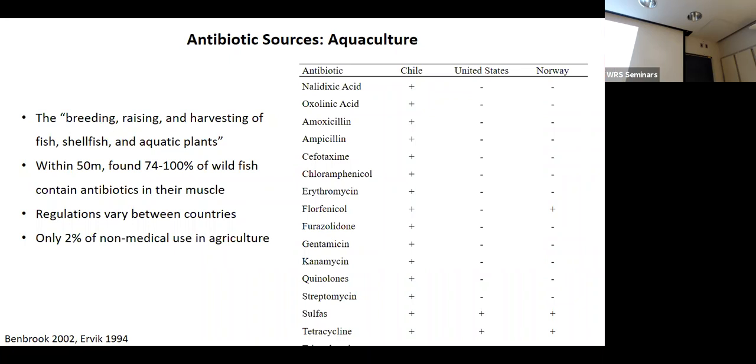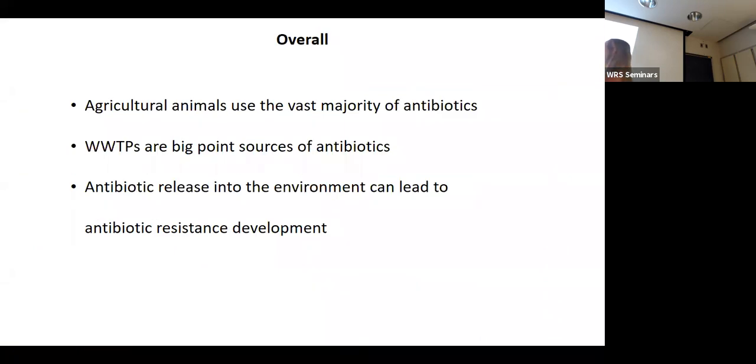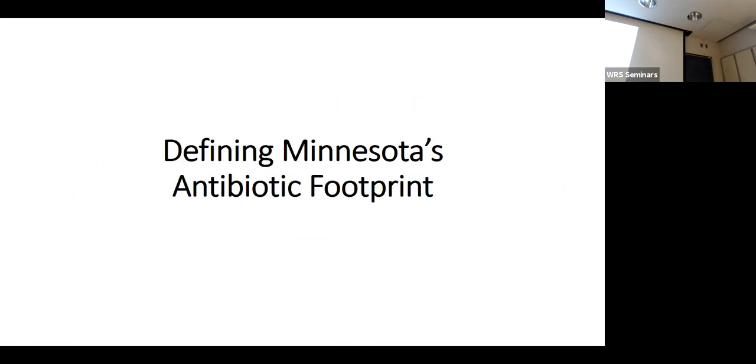So with that, just a quick recap of what I've discussed. The major points: agricultural animals use the vast majority of antibiotics. Wastewater treatment plants are big point sources of antibiotics, so they have a very specific outlet of where they come out. And then antibiotic release into the environment can lead to antibiotic resistance development. With that, I'm going to move on to my specific project.